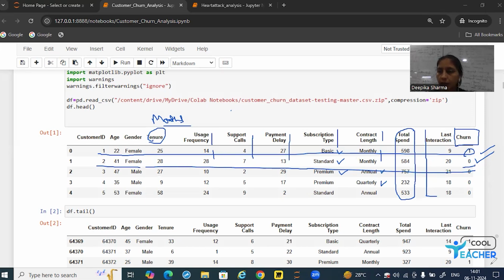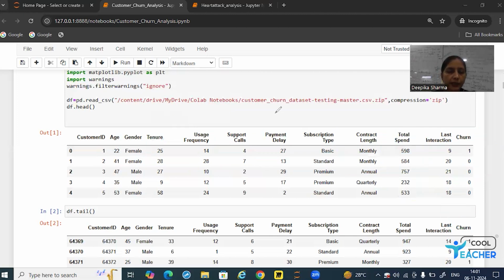If I'm talking about 1, it means yes, the customer has left the services, but if I'm looking at 0, it means no, the customer has not left the services. They are still retaining, which means these customers are retaining with the products or services provided by the company. And wherever 1 is there in the churn label, it means the customer has left the services, right?